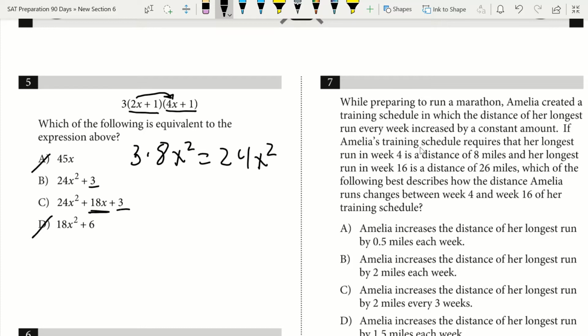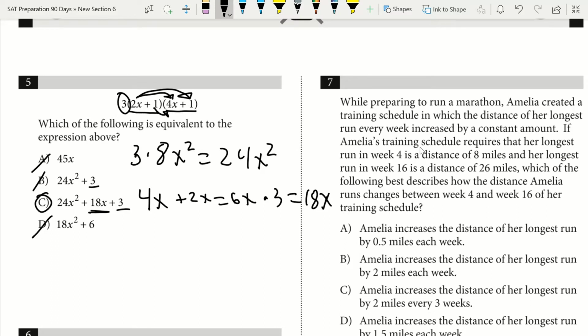All right, so I have to find the coefficient of x now. I'm going to have a plus 4x because 1 times 4x is 4x, and I'm going to have that 2x times that 1, so that's going to give me a plus 2x. That gives me 6x, but I have to multiply that by my 3, and that's going to give me my 18x. So I'll have plus 18x. So I know that B is incorrect, and I know that C will be my answer.